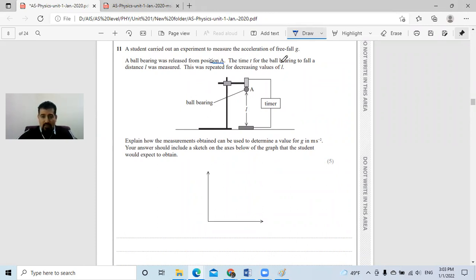The time for the ball bearing to fall a distance of L from the bottom of the ball to the timer tap is measured. This was repeated with several distances of L. Explain how the measurements obtained can be used to determine the value of g in meters per second squared. Your answer should include a sketch of the axes that the student would expect to obtain.